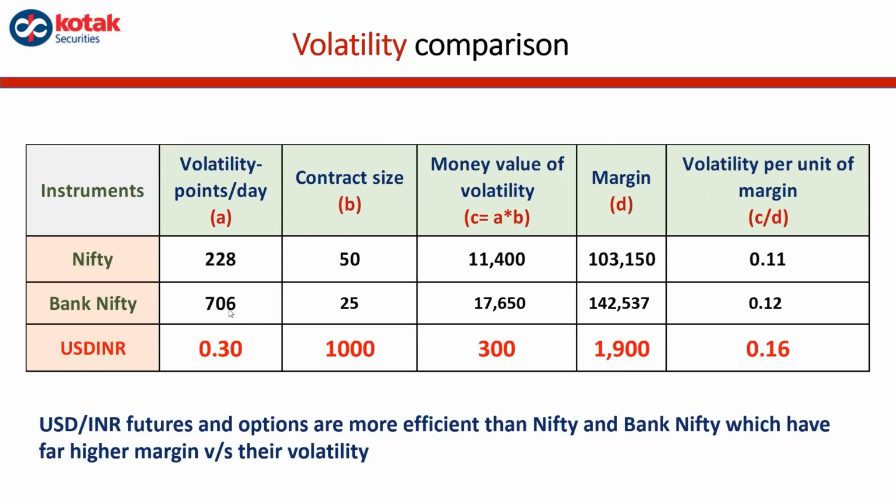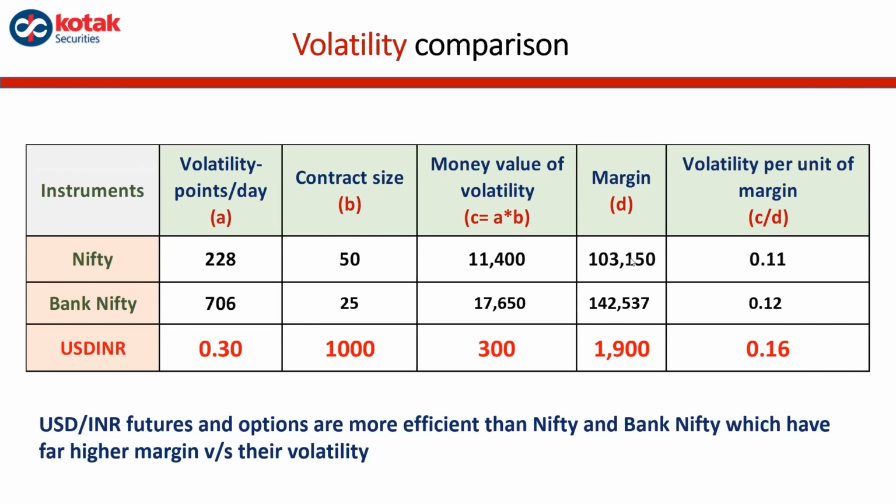The Bank Nifty is 706. And for the dollar rupee, it's 30 paisa. The contract size is nothing but the lot size. Now, the money value of volatility is basically a product of the volatility and the contract size. So that comes to about 11,400 for the Nifty, 17,650 for the Bank Nifty, and 300 rupees for the dollar rupee.